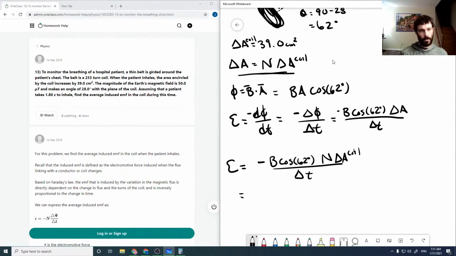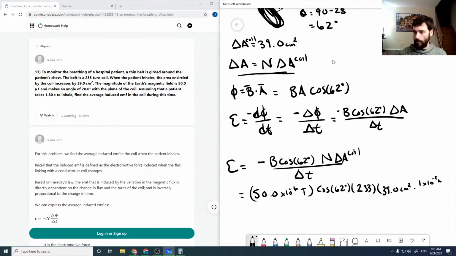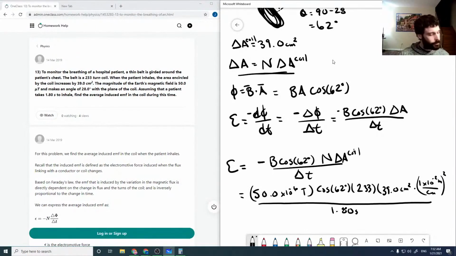So now we have everything we need here. So our B is 50.0 times 10 to the minus 6 Tesla, cosine of 62 degrees, N turns is 233. Delta A coil is 39.0 centimeters squared. We're going to need to multiply by 1 times 10 to the minus 2 meters per centimeter squared to get the units proper. And then our delta t is 1.80 seconds.